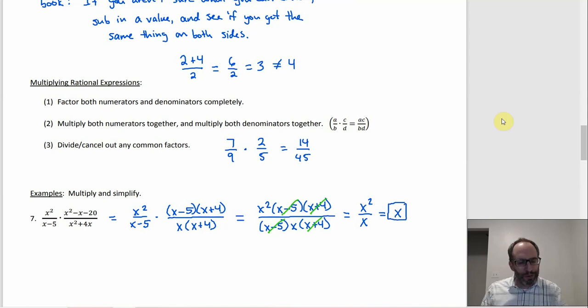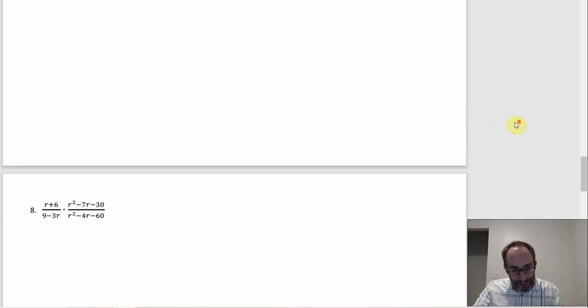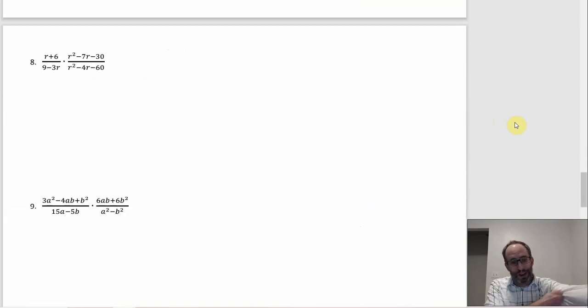Look at that, right? The problem at the beginning looked far more complicated than the answer that we ended up with at the end. And these have a tendency to work out like that. We're actually going to see it again in number 8 and I think also in number 9, where they look really complex, but they're really not that bad.